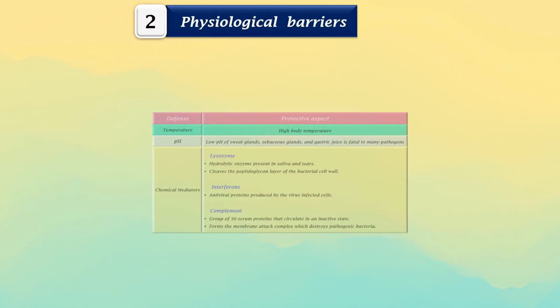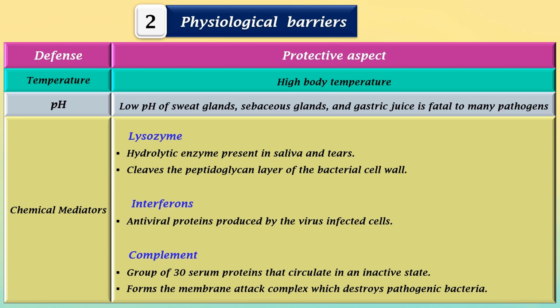Secondly, physiological barriers. It includes high body temperature, low pH of sweat glands, sebaceous glands, and gastric juice, that is fatal to many pathogens. Chemical mediators such as lysozyme, interferons, and complement proteins. Lysozyme is a hydrolytic enzyme present in saliva and tears. It cleaves the peptidoglycan layer of the bacterial cell wall.